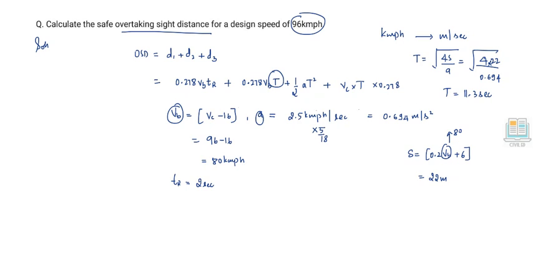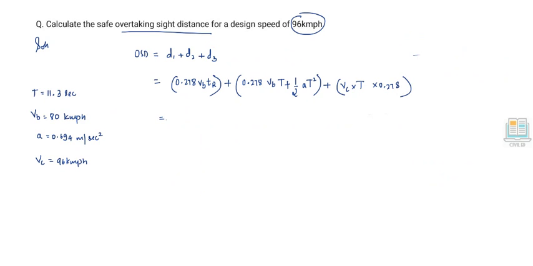Now we'll write all of these values on one side and evaluate the overtaking sight distance. See, this overtaking sight distance, whatever I have provided here, is for two-way traffic, and in case of one-way traffic it is equal to d1 plus d2, because in one-way traffic there will be no vehicle approaching from the opposite side, so d3 will be eliminated.